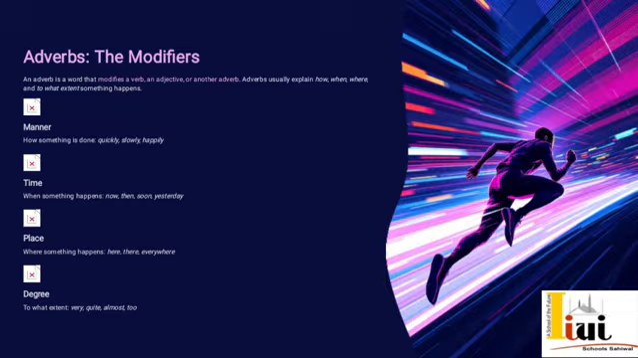The third one is adverb of place. Adverbs of place describe where something happened. For example, here, there, outside, inside. Next is adverb of degree. Adverbs of degree explain the extent. For example, very, too, extremely, almost.